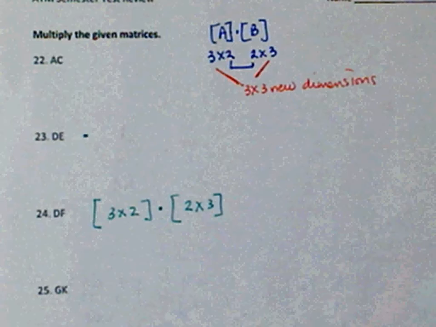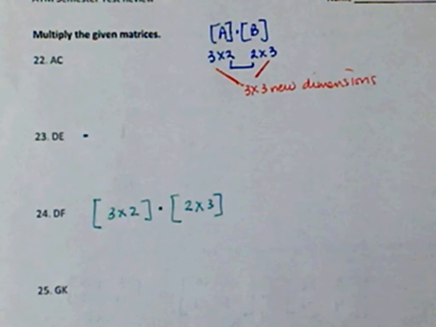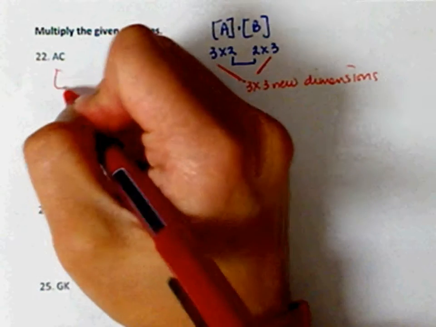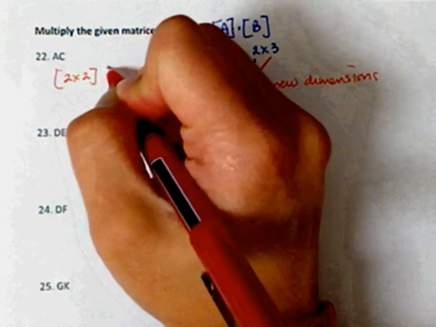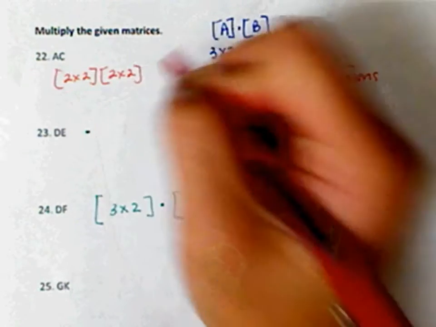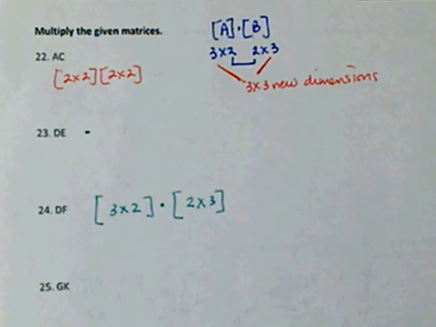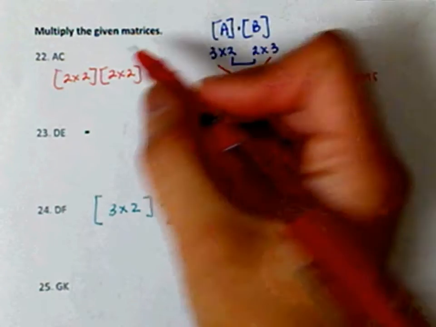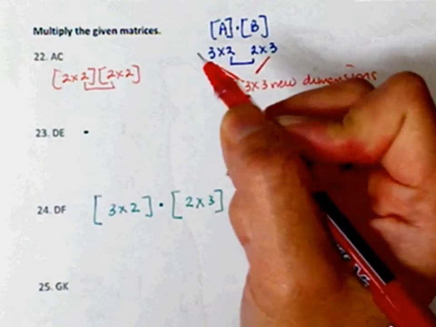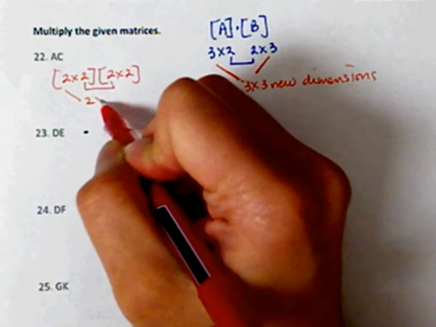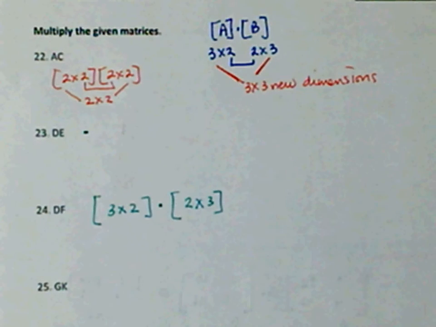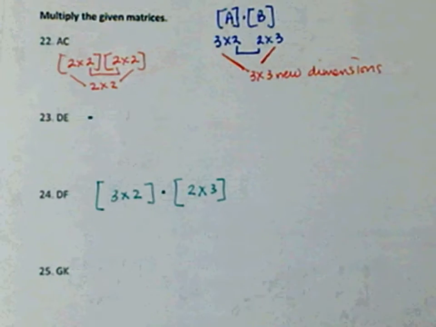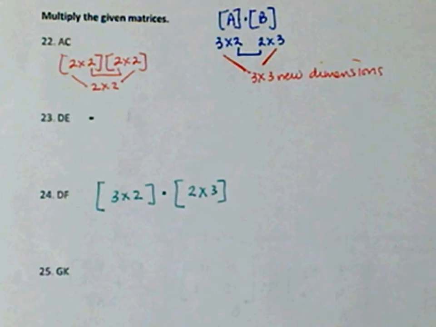Okay? So let's take a look. You got A and C. That's a 2 by 2 times a 2 by 2. Is this going to be possible? Absolutely. If they're going to be possible, then you can multiply them. Why? Because these two are exactly the same, and your new dimension will be a 2 by 2. Knowing that, let me show you how to multiply. Okay? All right. Get a sheet of paper.